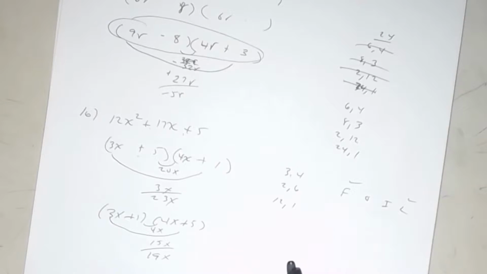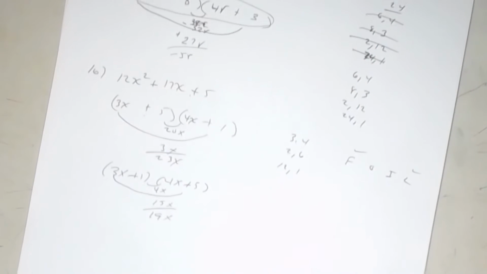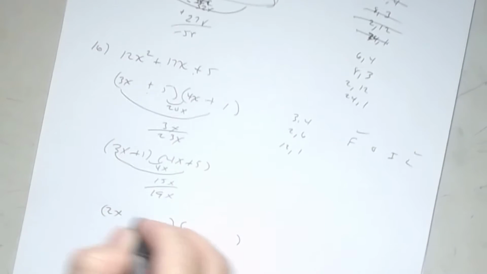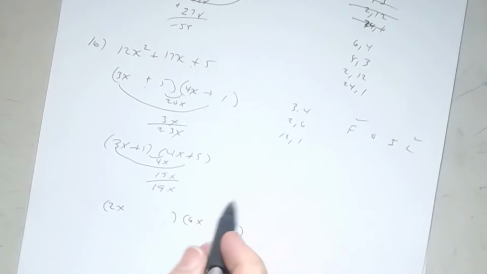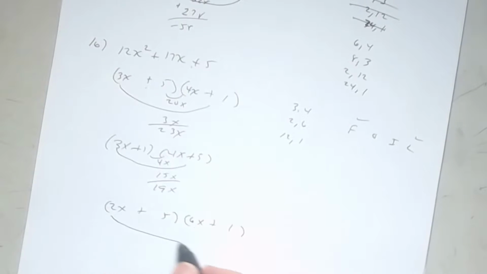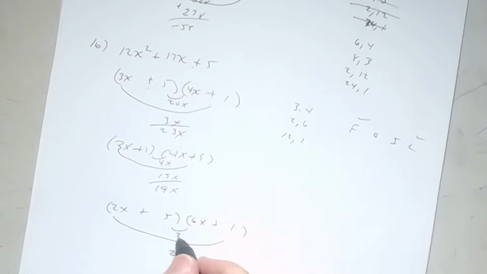So what do you want to try? 2 and the 6? Okay, so it's trial and error. 2x, 6x. Where do you want to put the 5? First. And the 1 last. Okay, the last term's positive, so they're both positive. Now let's check. What's the outer? 2x. Inner? 30x. Well, that's not going to work, right? That's definitely way too much.